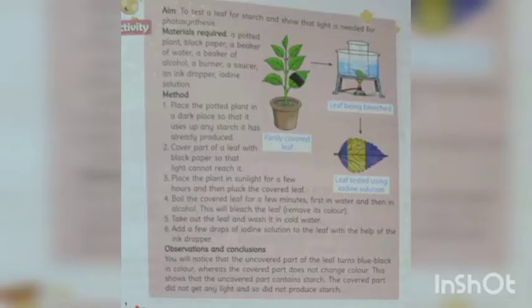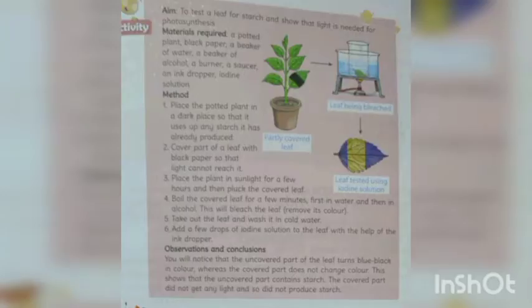Here, the materials required are a potted plant. You can clearly see it in the picture. And also black paper, a beaker of water, a beaker of alcohol, a burner, a saucer, an ink dropper, and iodine solution. So, children, this experiment we cannot do at home, but we can prove it in a science laboratory. As it is given in your textbook, I need to explain it. So we will go through it and learn by just seeing it virtually.